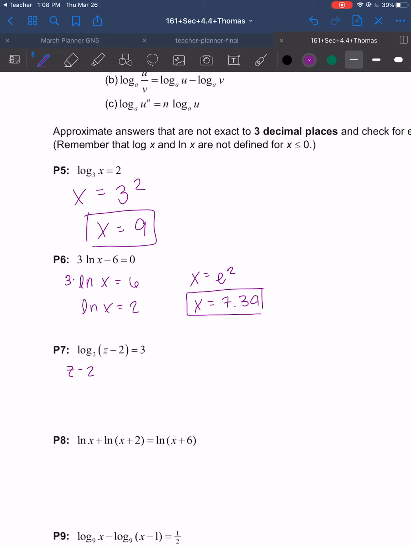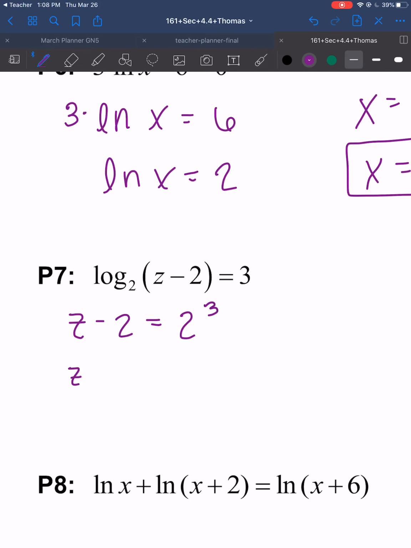So z minus 2 equals 2 cubed. Well, z minus 2 equals 8. Those 2's and z look too much alike. We'll zoom in. There we go. That looks a little better. Okay, so then you add 2 and z equals 10.